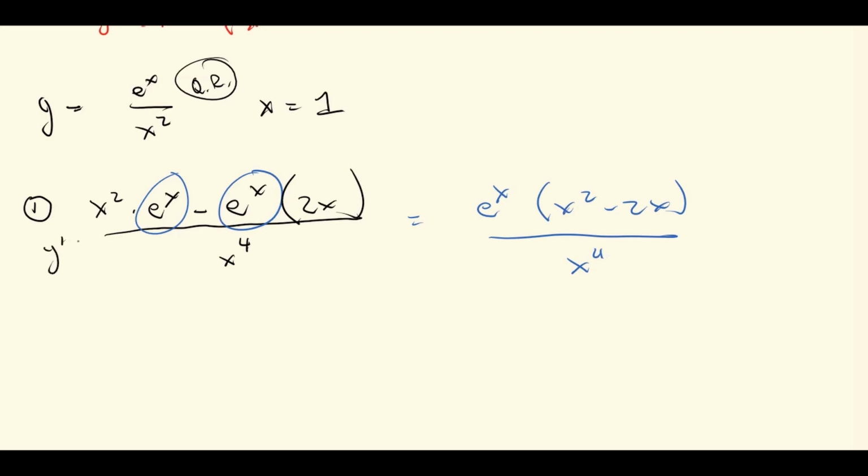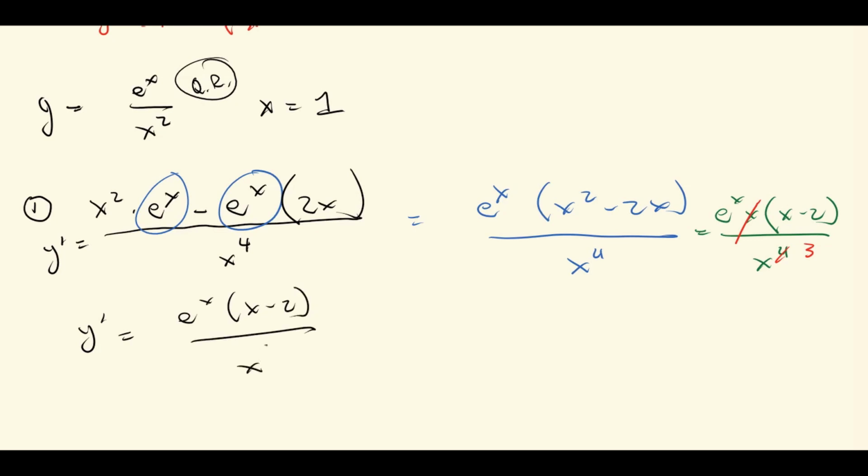And this is y prime. And then we'll go ahead and also factor out an x, which will give us e to the x times x minus 2 divided by x to the 4th. We'll go ahead and cancel one x out, giving us a 3 here, which finally gives us a derivative of e to the x times x minus 2 over x to the 3rd.